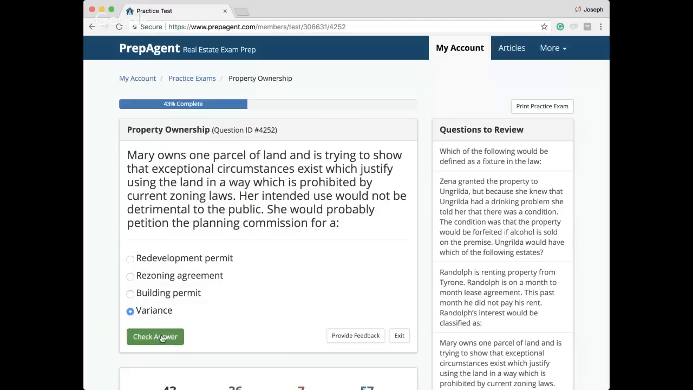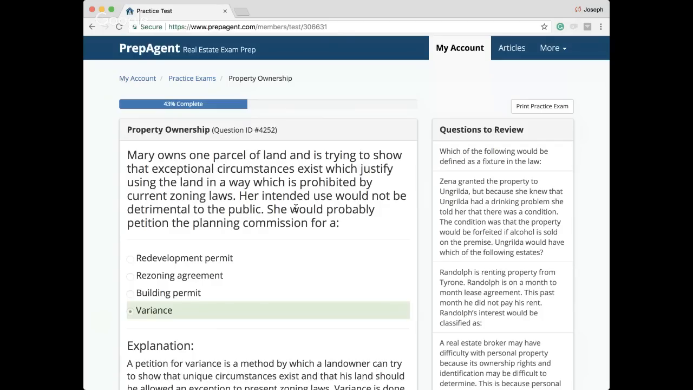Answer is variance. Okay, the key part about a variance is it's an exception to the rule that does not affect the rest of the community. Okay, that's the big part of it. It's when you're asking for an exception that will not affect the other people around you.